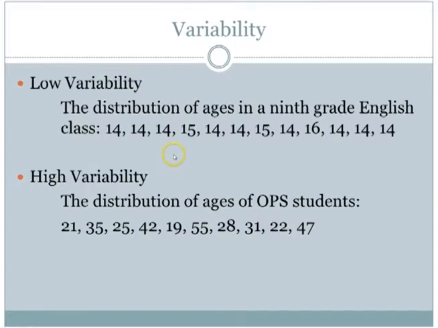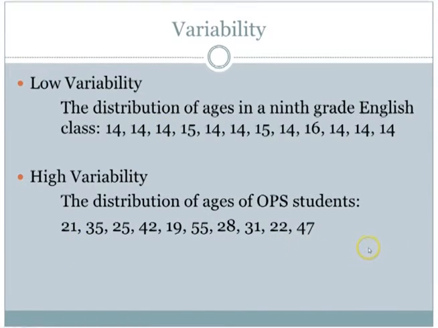But there's very little variability. In contrast, if you were to look at the distribution of ages of ops students, wow, there's all kinds of people in ops here at Cal Baptist. Some of them are traditional students, maybe a 19-year-old or a 21-year-old. But there could be someone who's a little later in life. Maybe somebody's 55 and they really want to go back and do their degree because they want to change careers or enrich themselves in some way. So there's all kinds of people in ops. A lot more variability, isn't there?